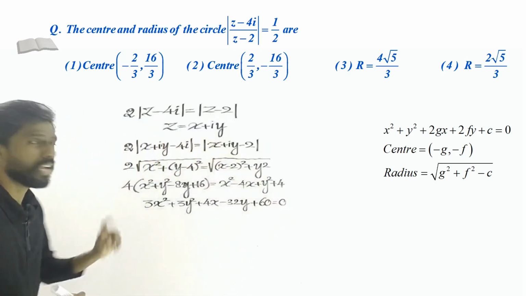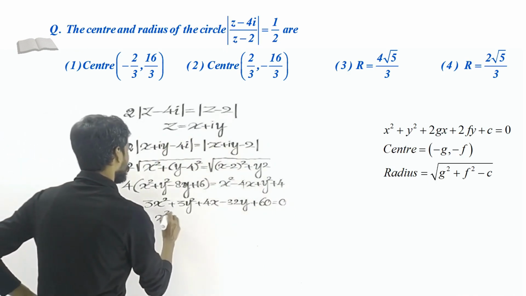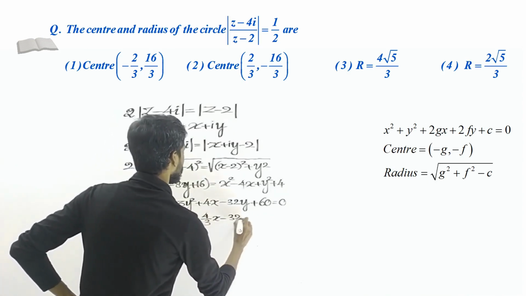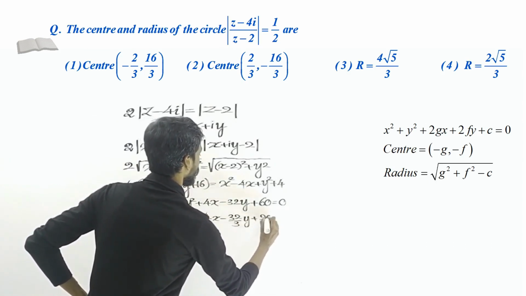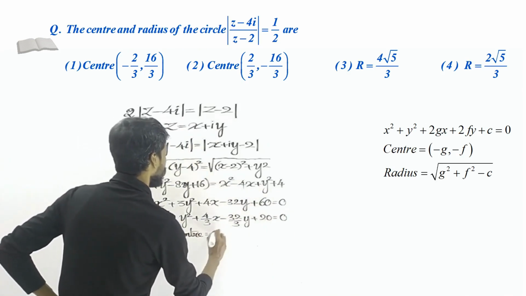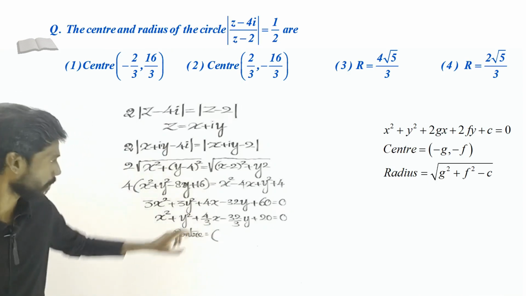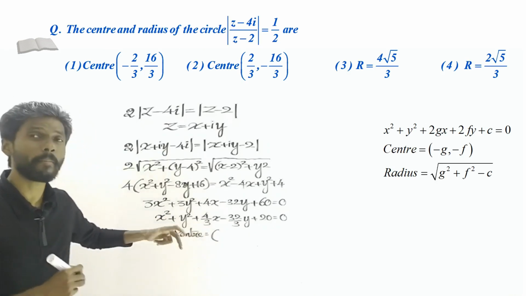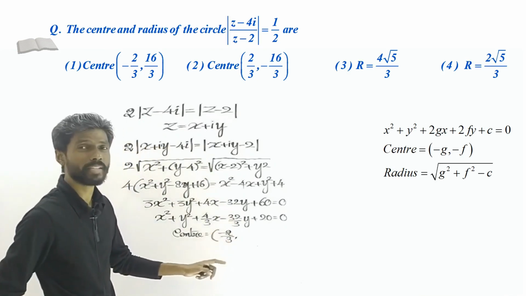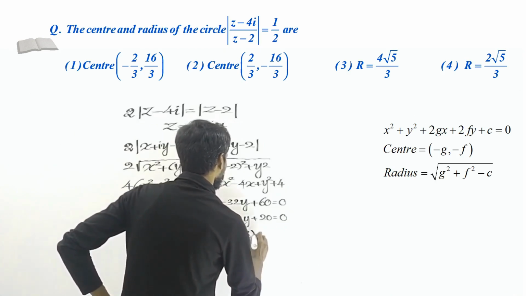Now we have to find the center and radius like we did already. So 3 we don't want here, we want this coefficient to be 1, so divide this by 3: x square plus y square plus 4 by 3 x minus 32 by 3 y plus 20 equals 0. So what is the center formula? Minus g, minus f. So what is 2g? 4 by 3. That means g is 2 by 3, right? 2gx. Minus g we want, so minus 2 by 3. Similarly, 2f is minus 32 by 3, so f is minus 16 by 3, so minus f is 16 divided by 3. So that is the center.